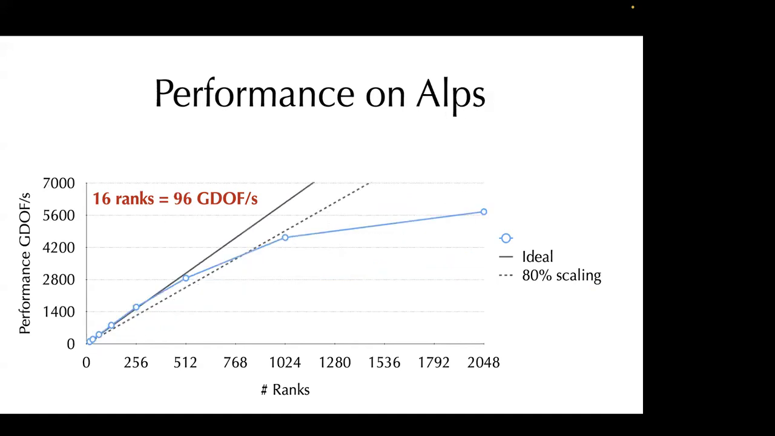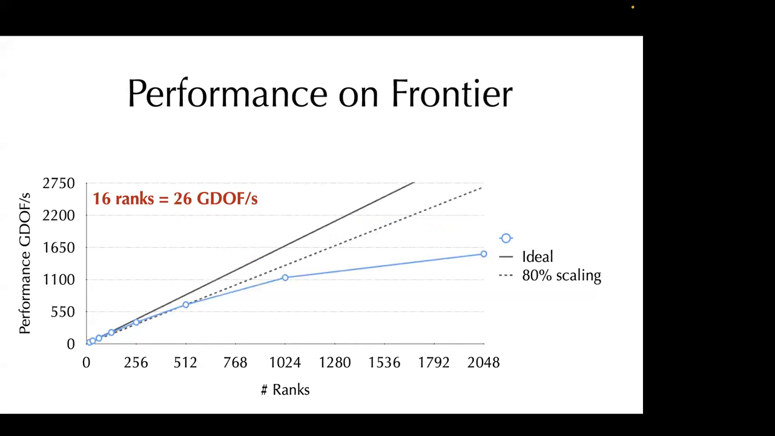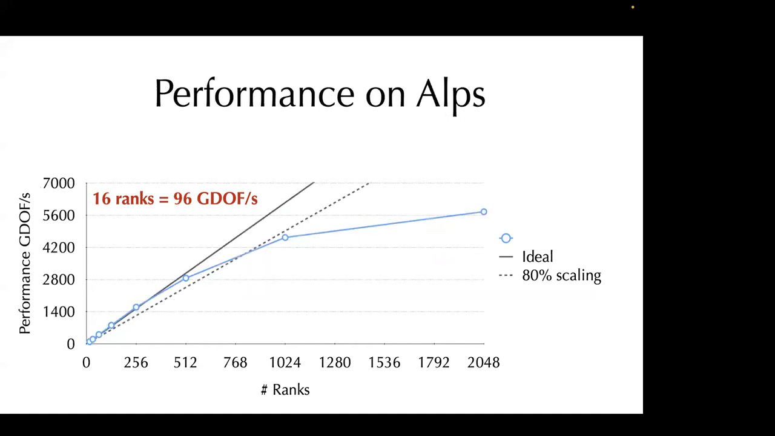If we go to Alps, which is an NVIDIA system, we see that 16 ranks there gets us 96 gigadofs per second, which, if you'll note, is quite a bit higher than on Frontier. This is because the GPUs themselves are somewhat more capable. And in addition, the strong scaling is substantially improved to the point where we're almost at 80% parallel efficiency when scaling from 16 ranks to 1,024 ranks.